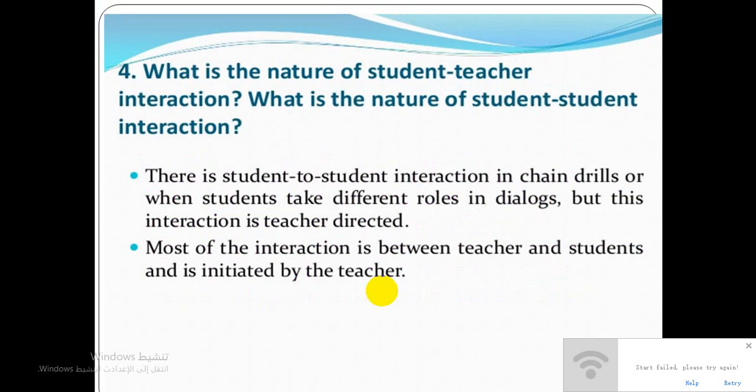What is the nature of student-teacher interaction, and what is the nature of student-student interaction? There is student-to-student interaction in chain drills or when students take different roles in dialogues, but this interaction is teacher-directed. So, most of the interaction is between the teacher and the students and initiated by the teacher.